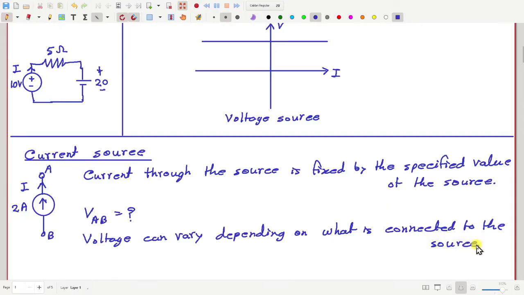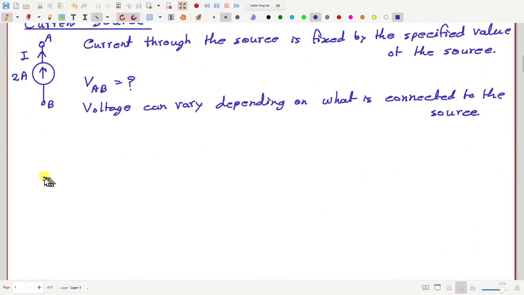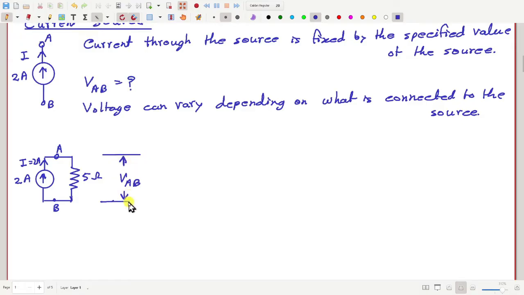Okay. So for example, if I take this 2 ampere source and if I connect say a 5 ohm resistance, then this current I will always be 2 ampere, no doubt, but this voltage, call this point A and B, then this voltage VAB, from here to here, I mean the voltage of the upper side with respect to the lower side, will be 10 volt, 5 into 2, 10.